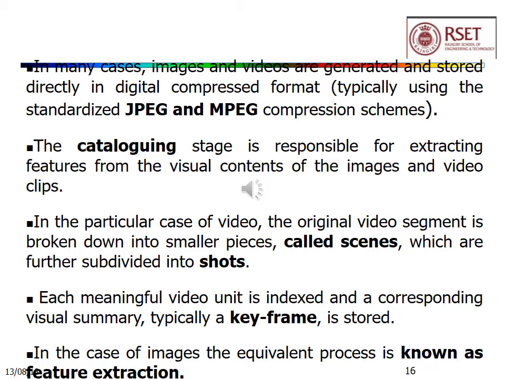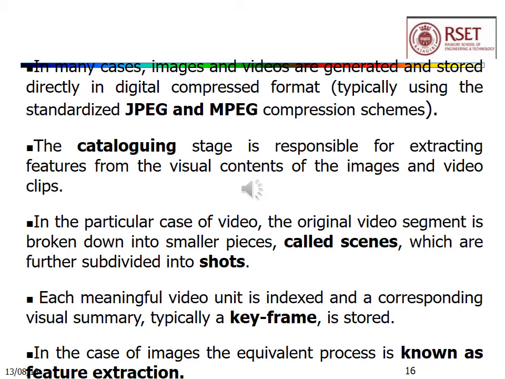First is the cataloging stage. In the cataloging stage, generally we need to extract the features from the video or the image. The original video segment is broken into small pieces called scenes, and the scenes are further divided into shots. And we need to index the video with the corresponding visual summary, which is called a keyframe.